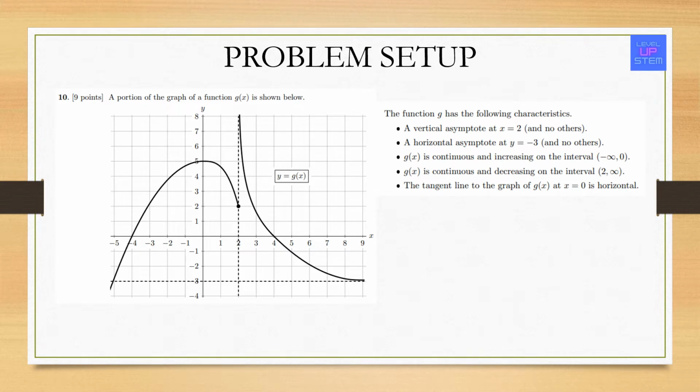For our first problem, we have a graph given, g of x, and we have the following characteristics about this graph. We have a vertical asymptote at x equals 2, so that would be this right here, and a horizontal asymptote at y equals -3. G of x is continuous and increasing on the interval -infinity to 0, up until there. And g of x is continuous and decreasing on the interval 2 to infinity, so that's there. And the tangent line to the graph of g of x at x equals 0 is horizontal. So that would be this tangent line here is horizontal.